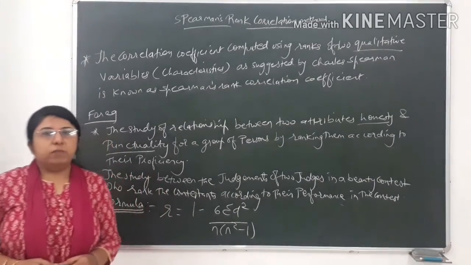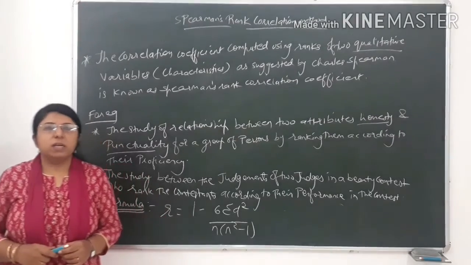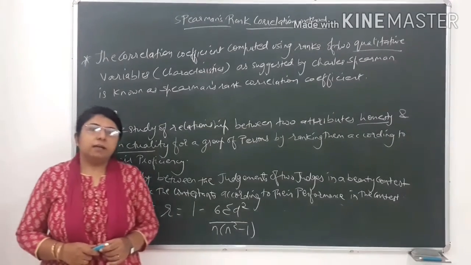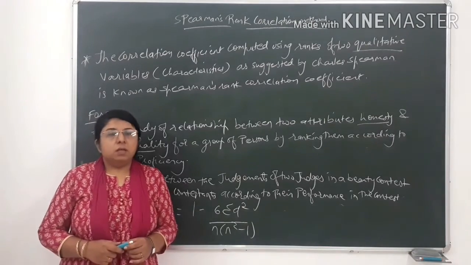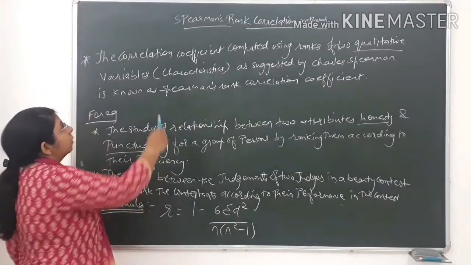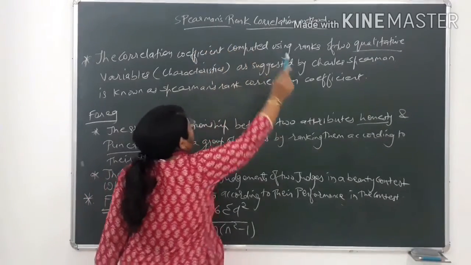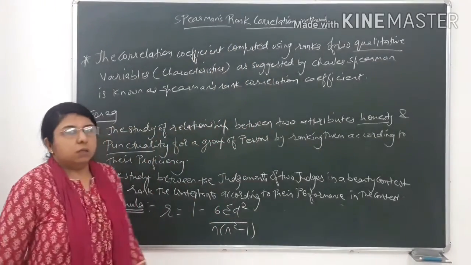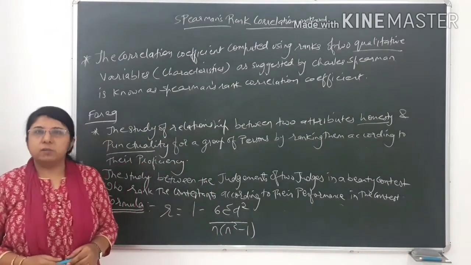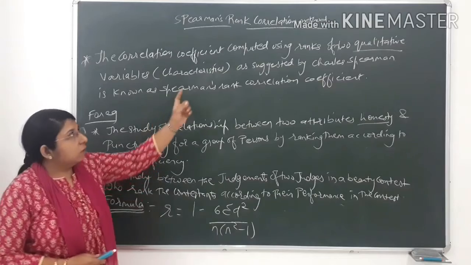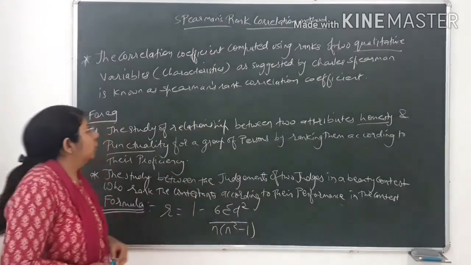Till now we have completed two methods of correlation, the first one, the scatter diagram method, and the second one, Karl Pearson's method. Now in this video lecture I am going to start with the third method of finding correlation, that is Spearman's rank correlation method. As this method was suggested by the statistician Charles Spearman, it is given the name Spearman's rank correlation method.